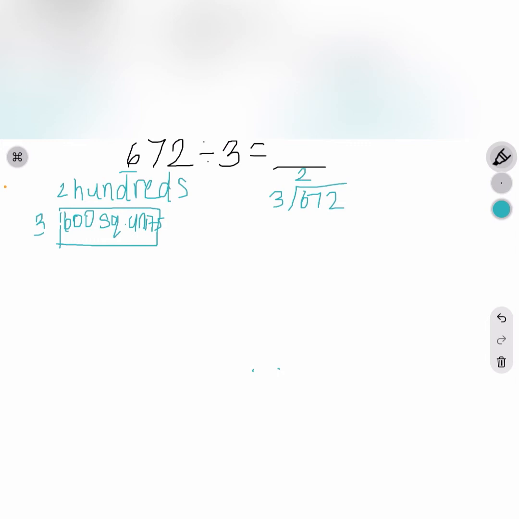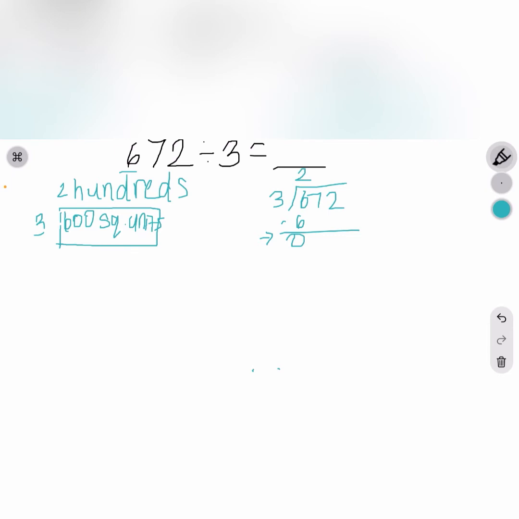All right, our next step is to think about what is 3 times 2 hundreds? Well, we know that 3 times 2 hundreds is 6 hundreds. So we're subtracting 6 from the hundreds place and we get 0. How many square units is that? Well, so far we have 600 square units, and that's where I wrote it in my rectangle. How many hundreds remain? Well, we just saw 0 hundreds remain.